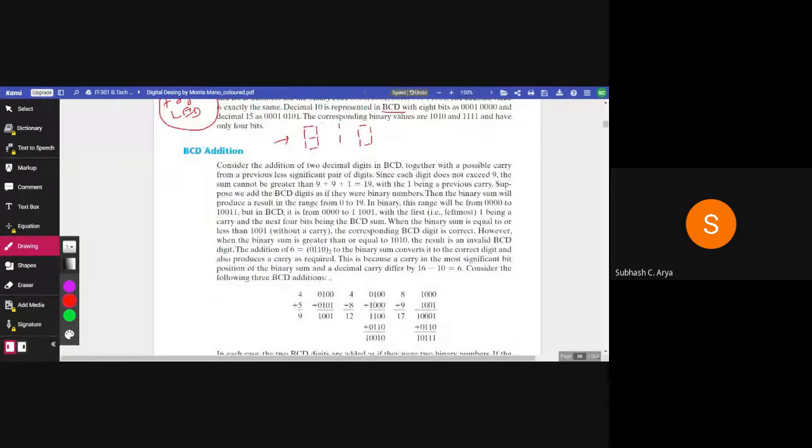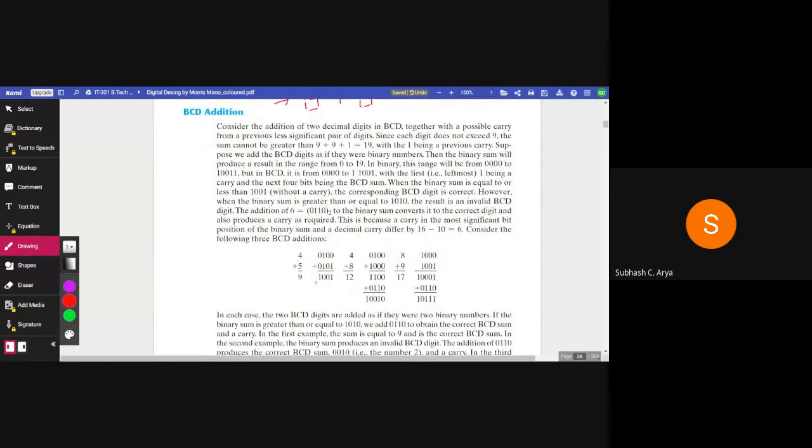Okay, then moving to BCD addition. In BCD addition, since we know our BCD number goes from 0 to 9, however, whenever we are going to do additions, it is quite possible that after addition, your number may be more than that.